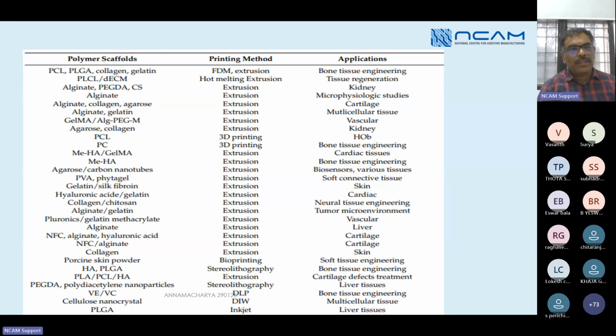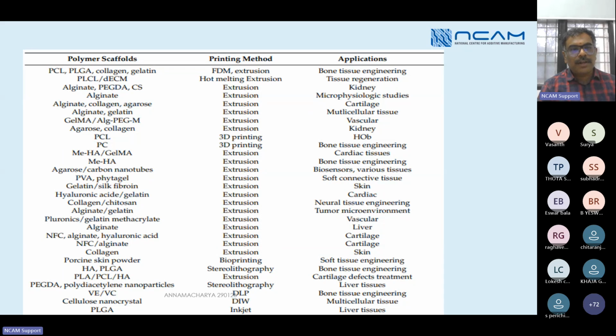Hot melt extrusion is one more thing which is being used for tissue generation, especially for PLCL and then DECM. This is one material. I don't remember what DECM expands to. Okay, DECM is gelatin only, I believe. And apart from this, if you see the alginate material, which is used for the kidney application, again it is extrusion. If you look on Google, we have the printing of kidney being done in extrusion technology only.